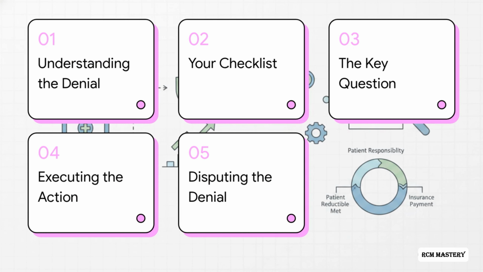So here's our game plan. First, we're going to really understand what this denial means. Then we'll build the perfect investigation checklist. After that, we are going to zero in on the single most important question you have to ask. And finally, we'll cover how to take the right action and, this is the fun part, how to fight back when the insurance company gets it wrong.